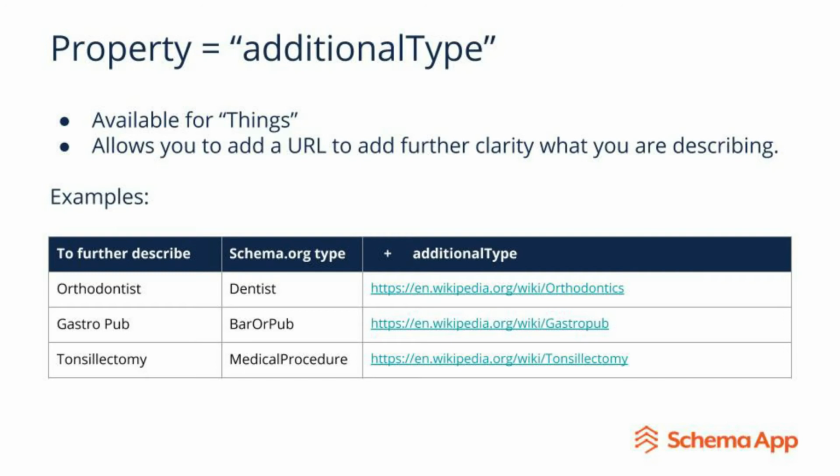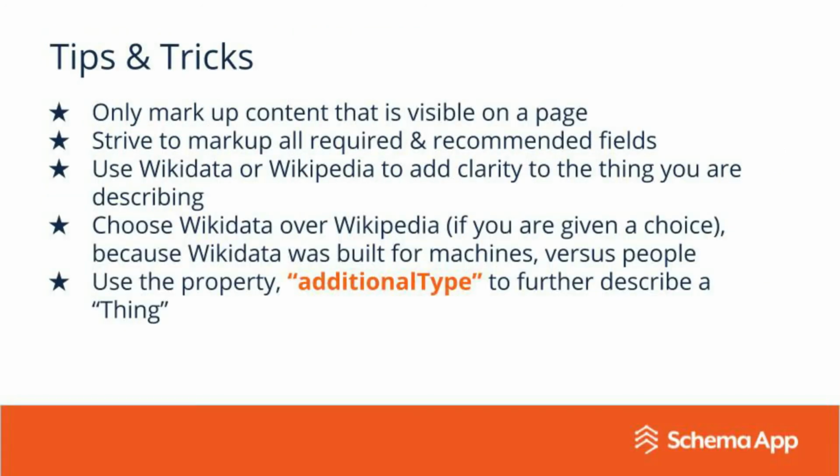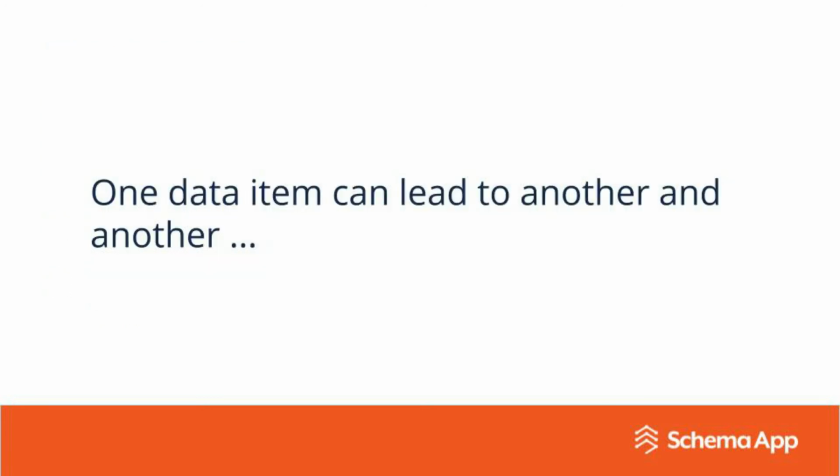Anyhow, you could choose dentist as your primary schema.org type to describe your business, but then add the wiki definition for orthodontist to the additional type property field to bring additional clarity to your business. So use the property additional type to further describe a thing. Now, one data item can lead to another and another, as we've seen so far.